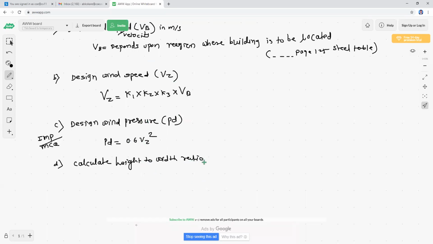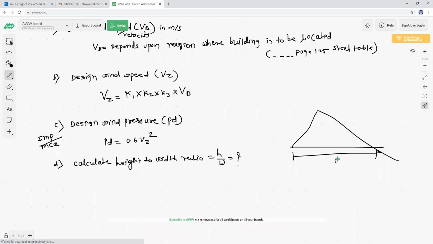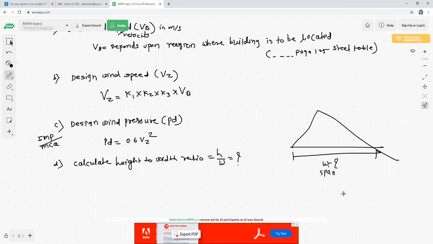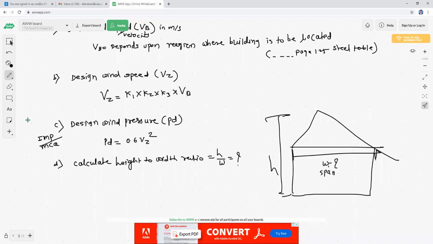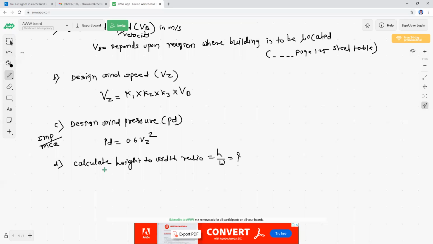So calculate height to width ratio. Height to width ratio means we have to calculate h by w. Here h is the height of your industrial building and w is the width of the industrial building. Width means this is your width. If this is your truss, then this is the width of the truss, or we can say span. This is your w, the span of your truss, and height is the total height of the building. So this is your h. Are you getting it? So the h by w ratio you have to calculate. I will say for what purpose we have to calculate this h by w ratio.